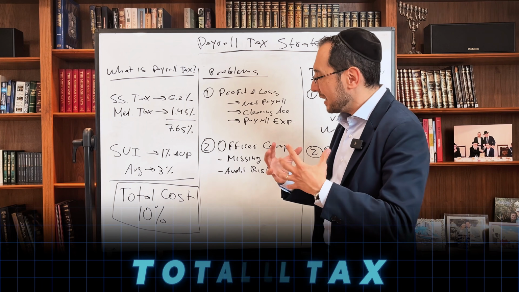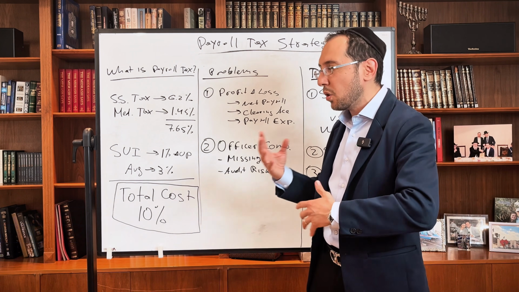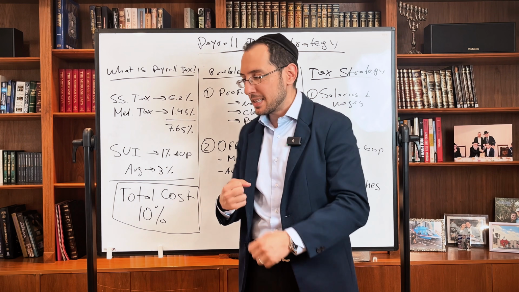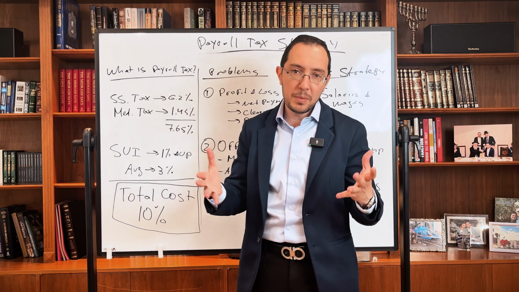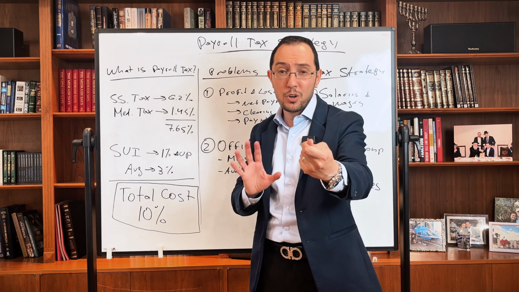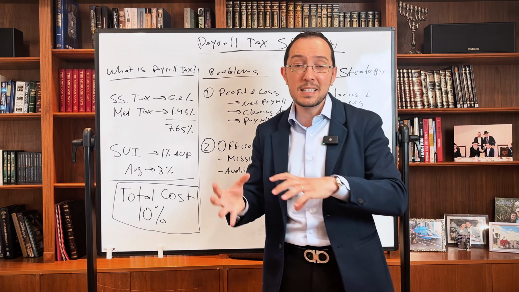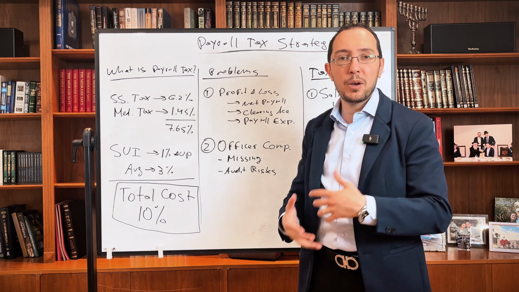But overall, I like to calculate a 10% total payroll tax, because there are some other costs that you incur when you run payroll, and that is your payroll expense. So your total cost as an owner is 10%. Think of it this way: for every $100 that you pay to your employees, you incur a cost of $10. That's costing you, the business owner, on top of the salary that you pay. So that is really a payroll tax.